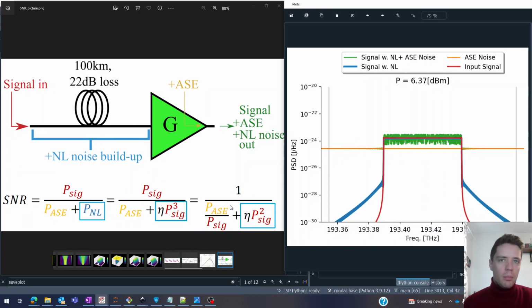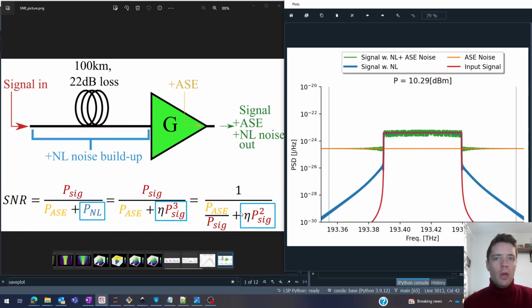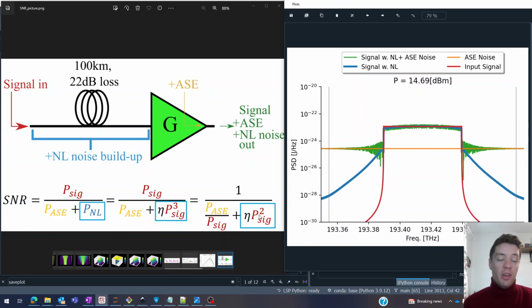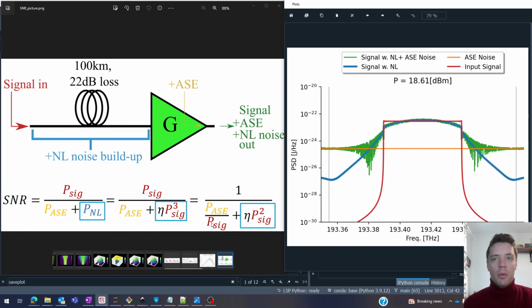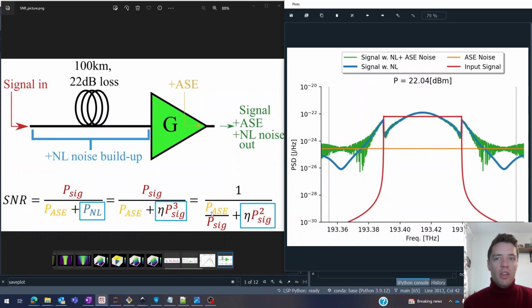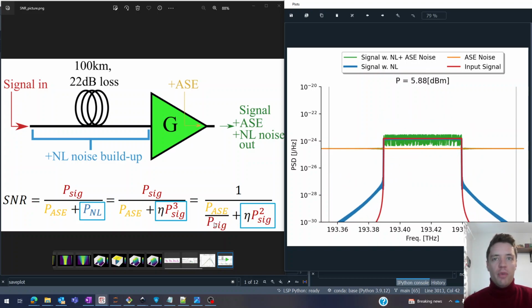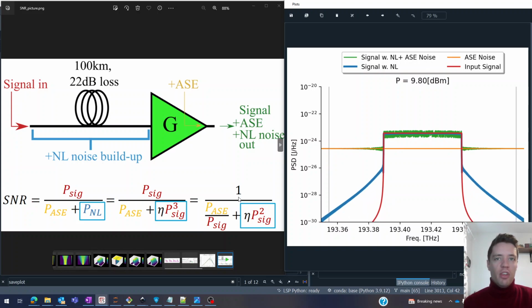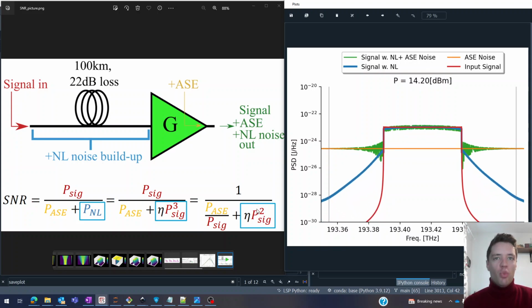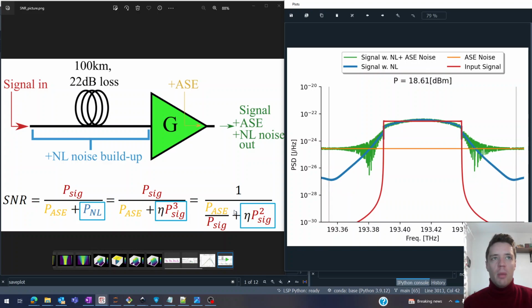in the denominator. Note that if the signal power is very small, then the term in the blue box here, representing the nonlinear contribution, becomes negligible, and the signal-to-noise ratio will increase linearly with the signal power. But if the signal power is already very large, this fraction here will be small, and the signal-to-noise ratio will scale as 1 over P squared. So some kind of trade-off between these two effects must exist.